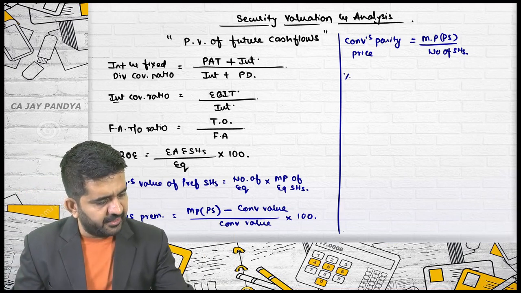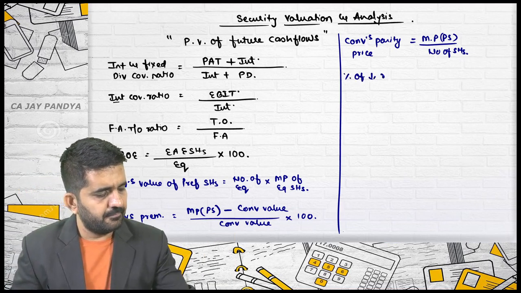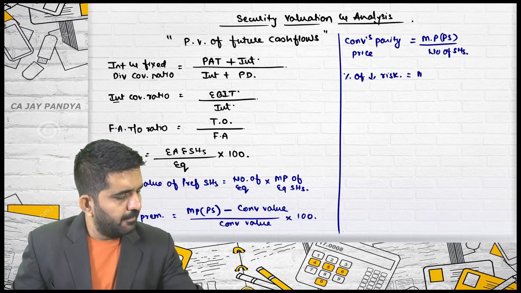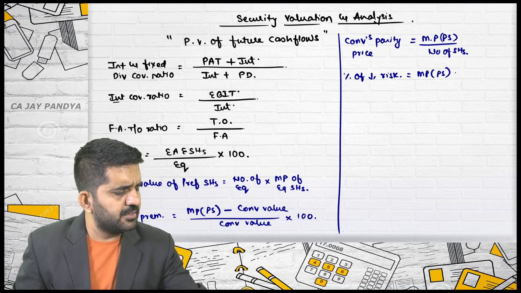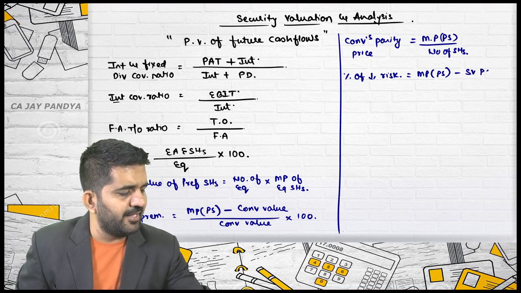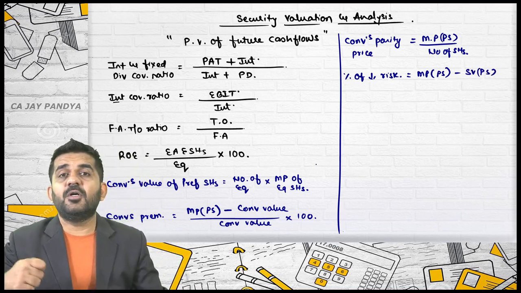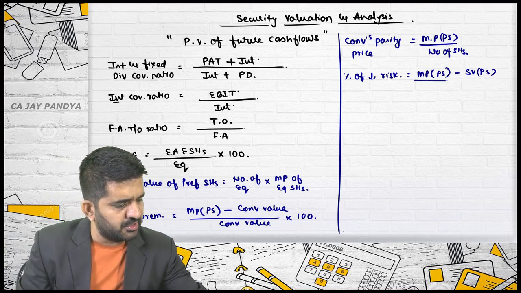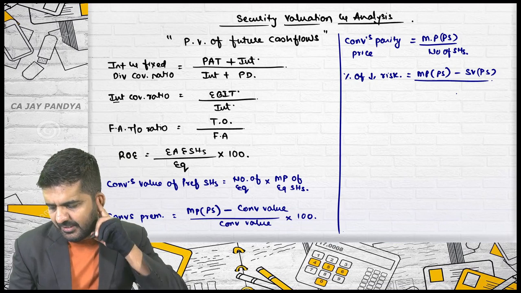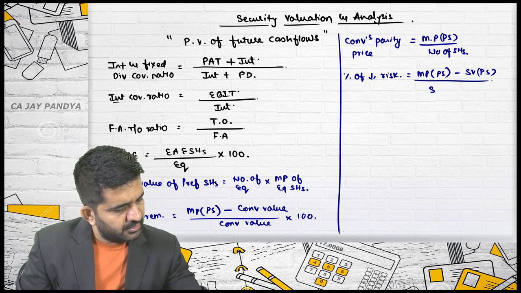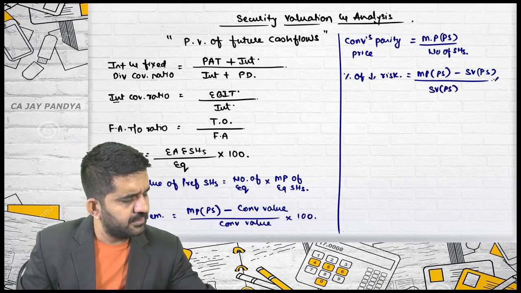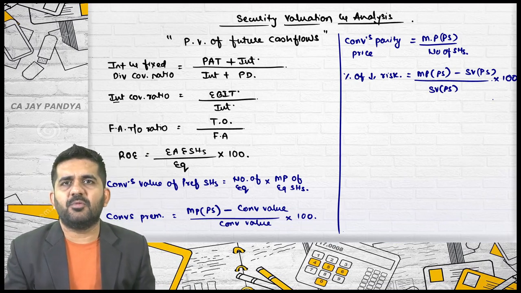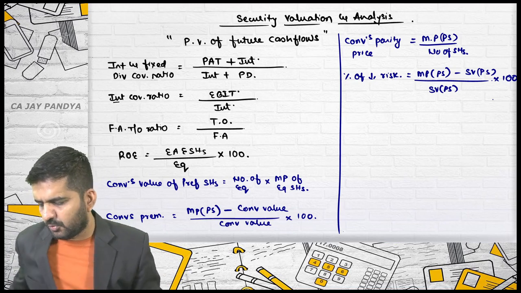Percentage of downside risk. It is market price of preference shares minus straight value of preference shares. If the preference shares are not traded in the market, what is the minimum price? We have understood this concept also. Divided by straight value of preference shares, multiplied by 100. These were the four formulas relevant for those conversion questions.